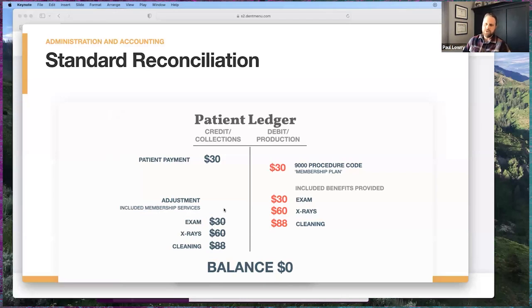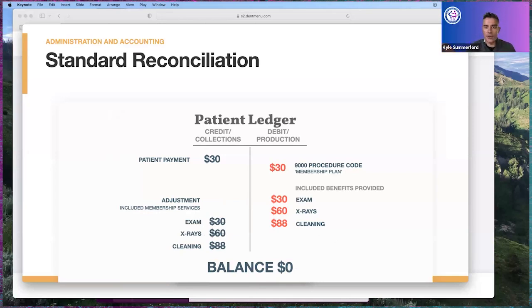You're going to have an included membership services adjustment code. You're going to have to make that code. You're going to have to adjust the exam, x-rays, cleanings off on the collection side to bring the balance back down to zero. Does that kind of make sense, Kyle, with this process? It does, yeah. No, it makes perfect sense.